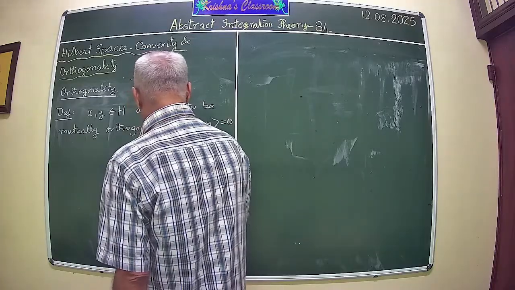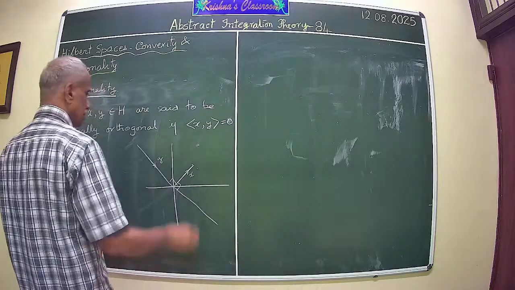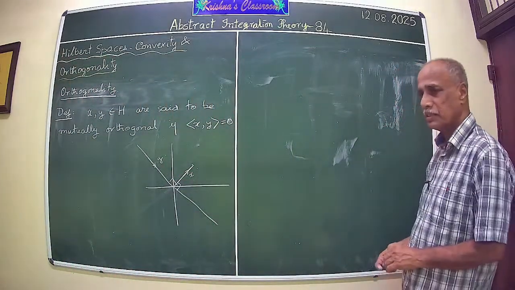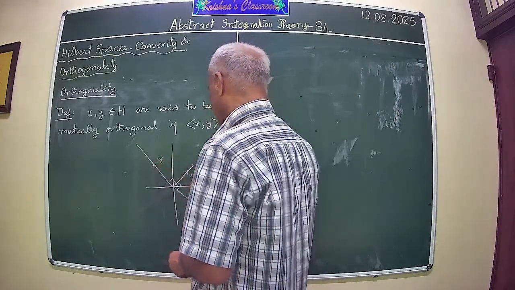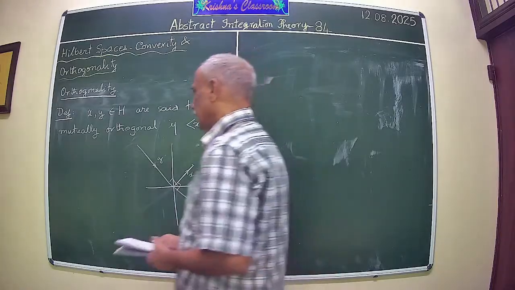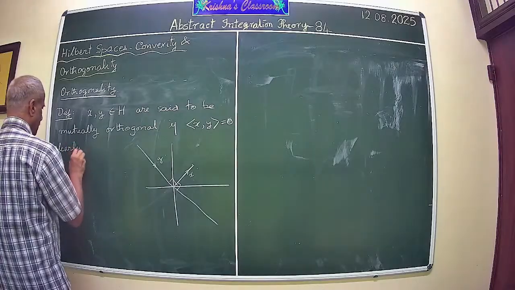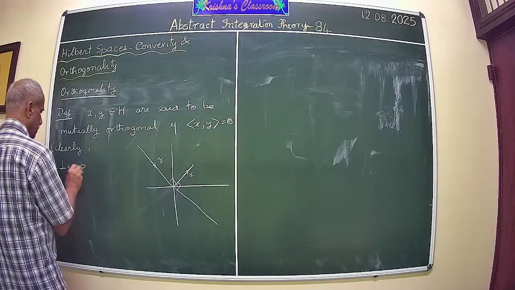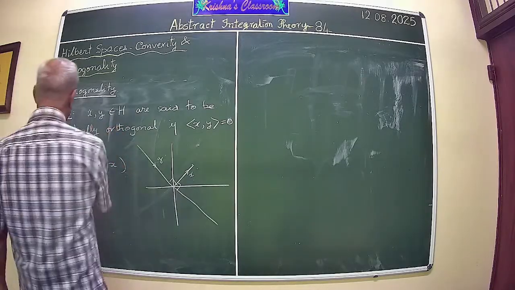Now you see that x dot y is equal to 0, because in R2 the inner product that we are taking is the dot product. So x dot y is 0, and you get a whole line. Clearly, that's why you say mutually orthogonal.